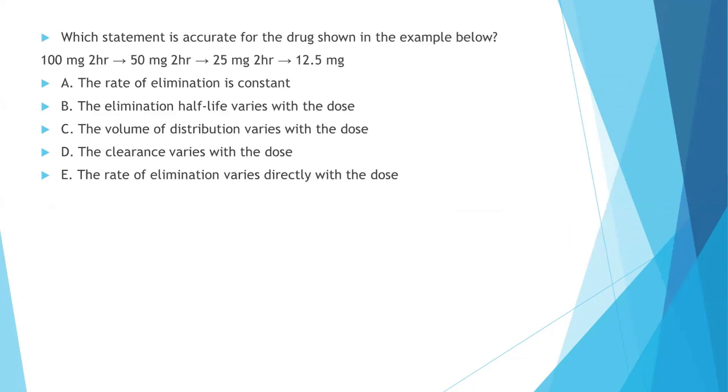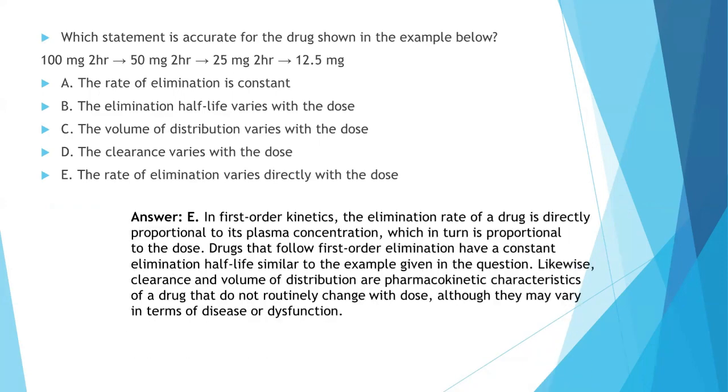One more question before we finish. Which statement is accurate for the drug shown in the example below? 100 mg, 2 hours, 50 mg, 2 hours, 25 mg, 2 hours, 12.5 mg. The rate of elimination is constant. The elimination half life varies with the dose. The volume of distribution varies with the dose. The clearance varies with the dose. The rate of elimination varies directly with the dose. First tell me whether this is zero order kinetics or first order kinetics.